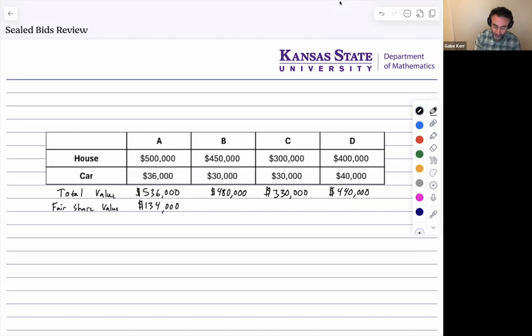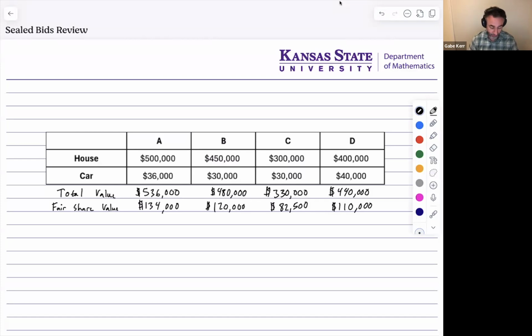And similarly for B, dividing by 4, you get $120,000. Dividing by 4 here, we'll have 82,500. And dividing by 4 here, again, we have $110,000. So we've calculated the fair share value, and we've calculated the total value. And now we need to see how much in the initial settlement would go to the estate, and how much would stay with the player.